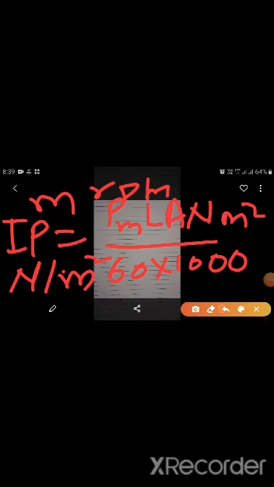Okay. If PM is in bar, then the IP formula is very simple: IP equal to 100 PM LAN divided by only 60 here. No 1000, no 2 here.